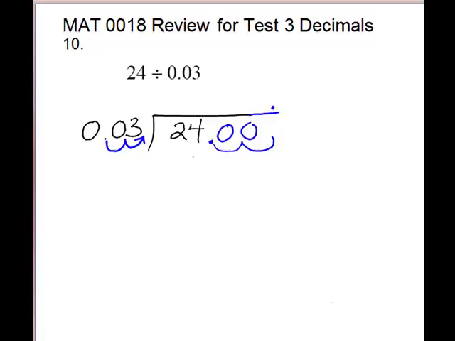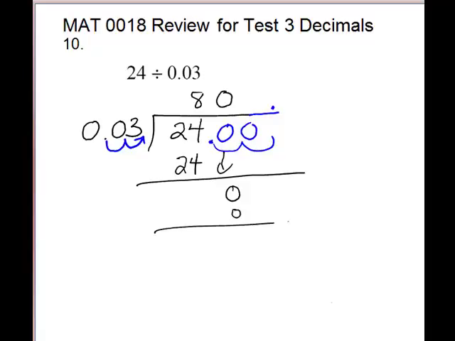So 3, we can go into 24. It will go 8 times, multiply back. 8 times 3 is 24. Subtract, bring down. 3 won't go into 0. And 0 times 3 is 0. Bring down. 3 into 0 won't go. 0 times 3 is 0. So make sure you get all the way back up to the decimal.